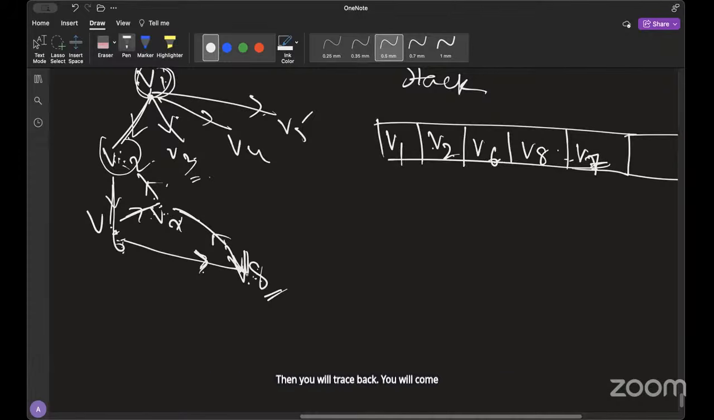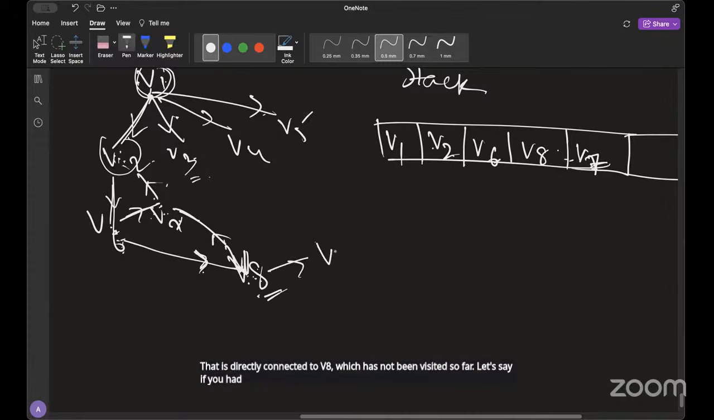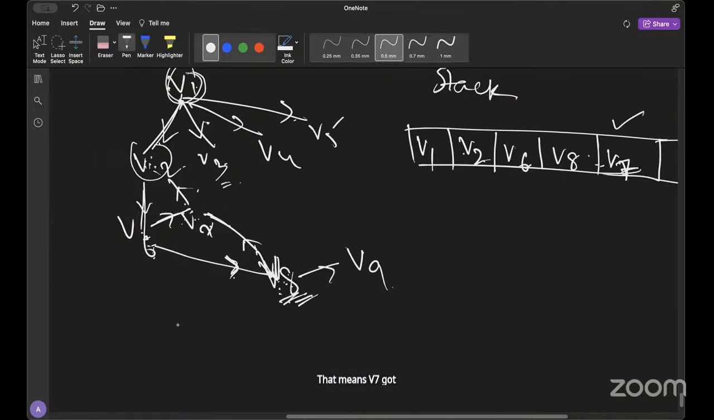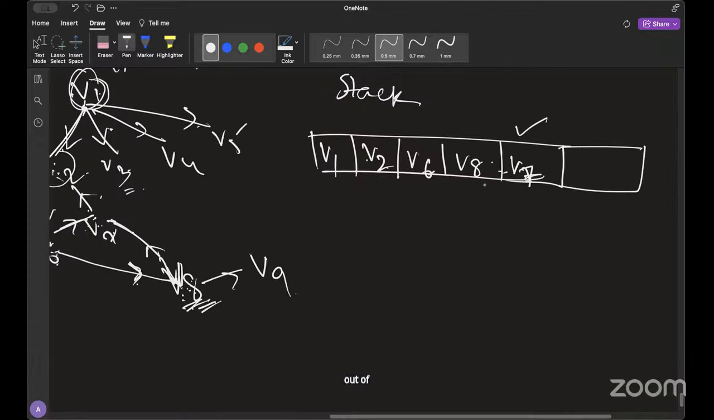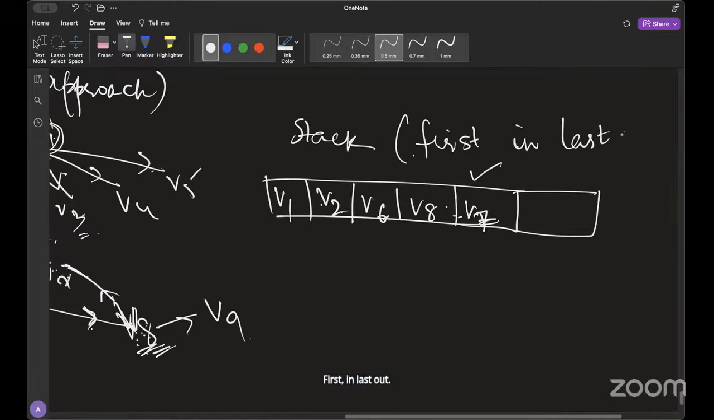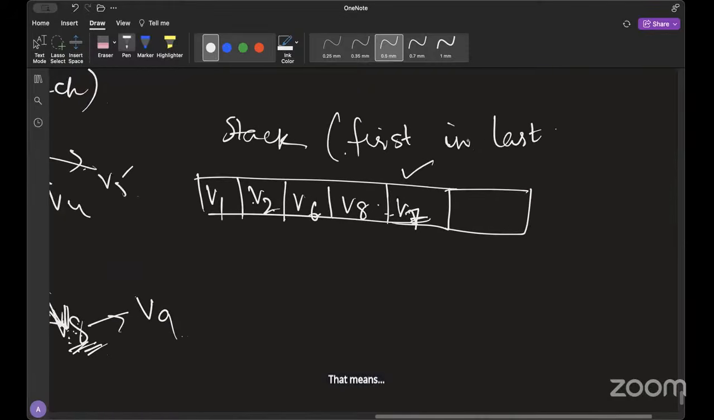You will come from V7 to V8, right? And then check if there is any other vertex that is directly connected to V8, which has not been visited so far. Let's say if you had V9 here, then I'll go from V7 to V8, trace back to V8, and then check V8 if it's done or not. That means V7 got done, now it's out of this stack, right? And this is also called first in, last out, or you can say last in, first out.